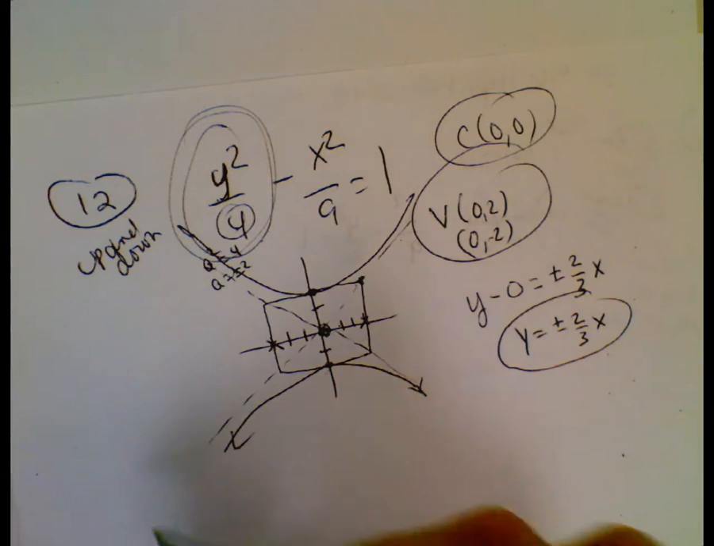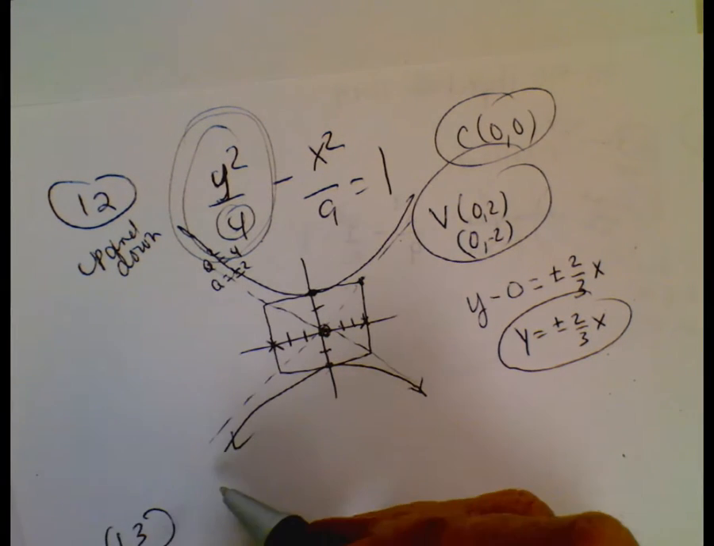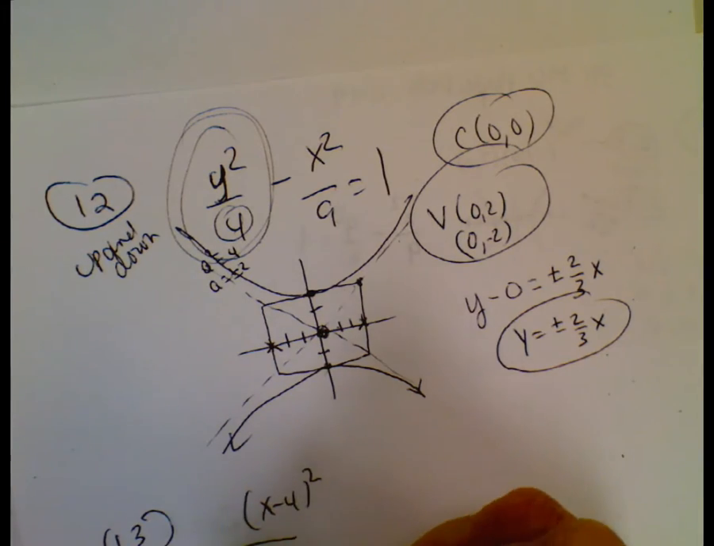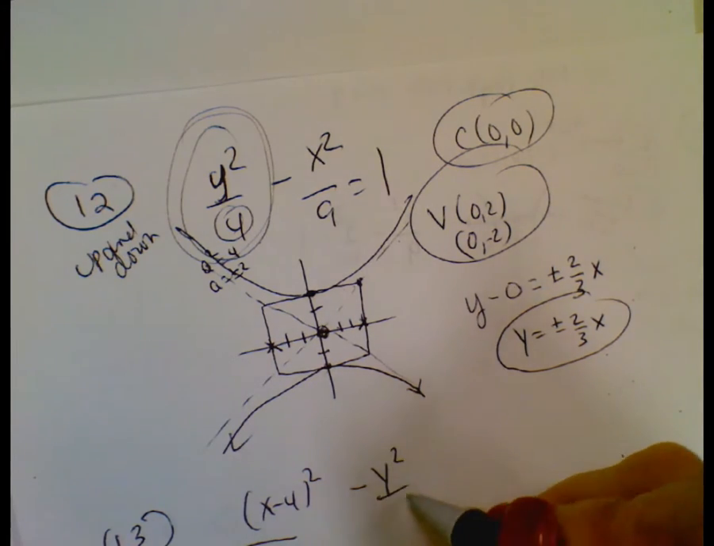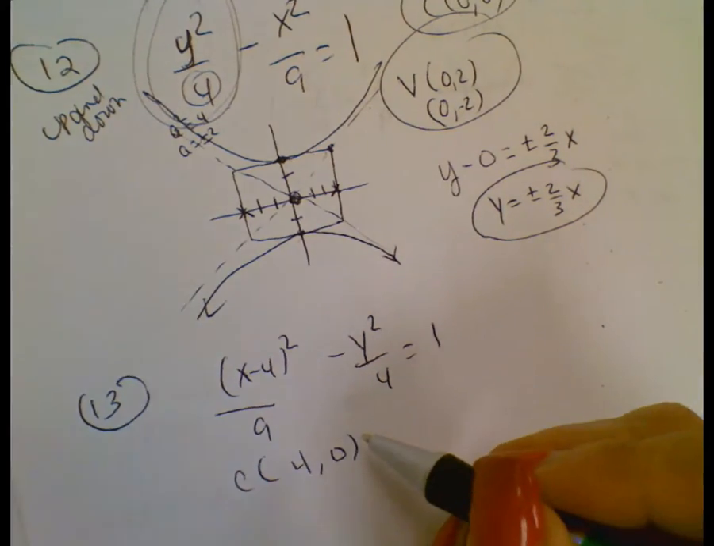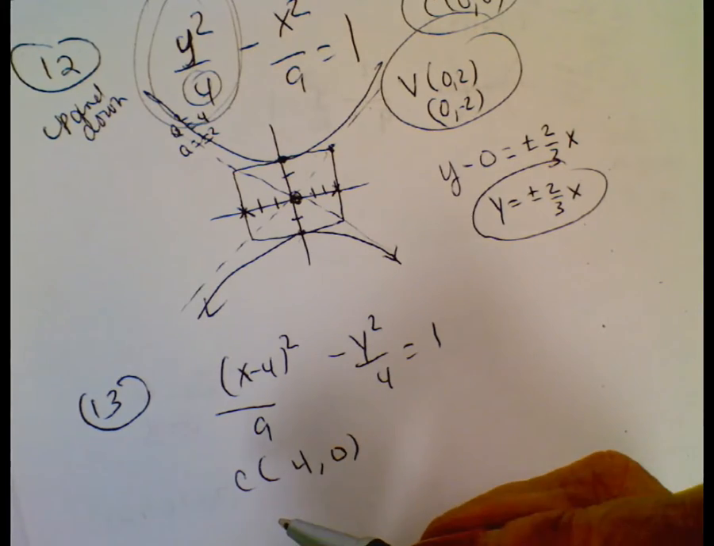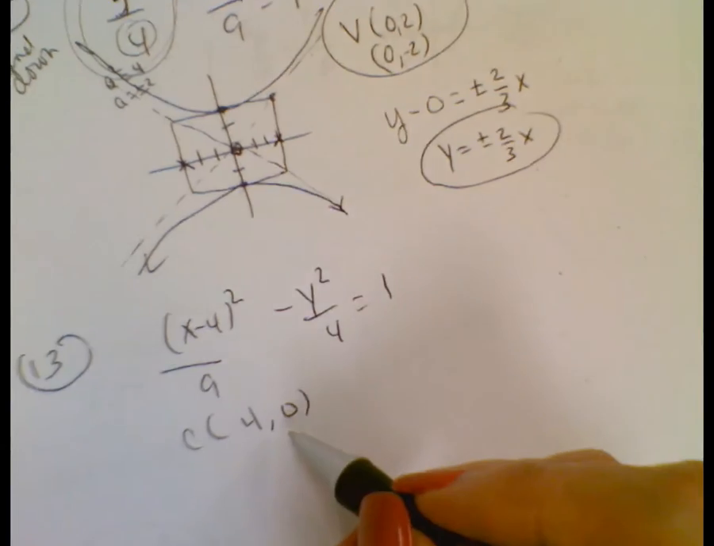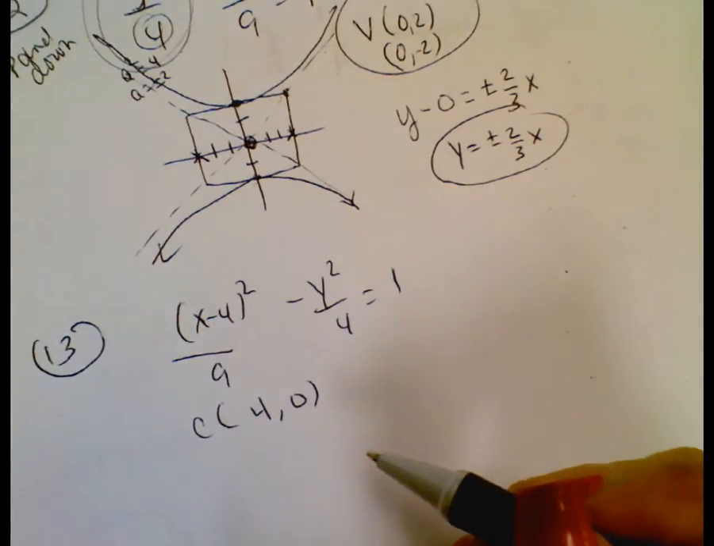So you do 12, 13. So in this one, the center is 4, 0. Does it say to graph these? Oh, we have to graph this. Oh, I did graph it. So in this one, 4, 0 is the center.